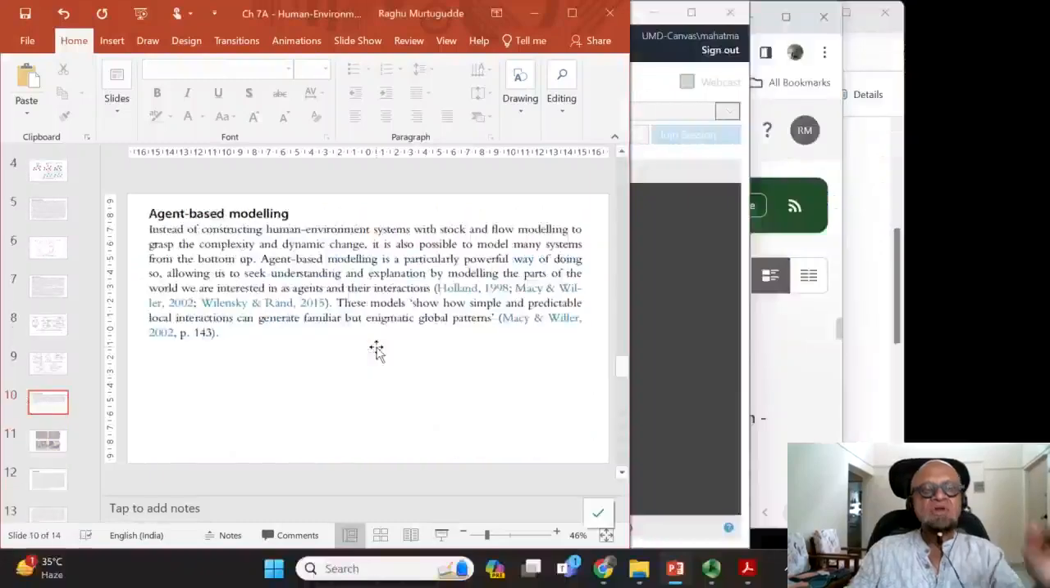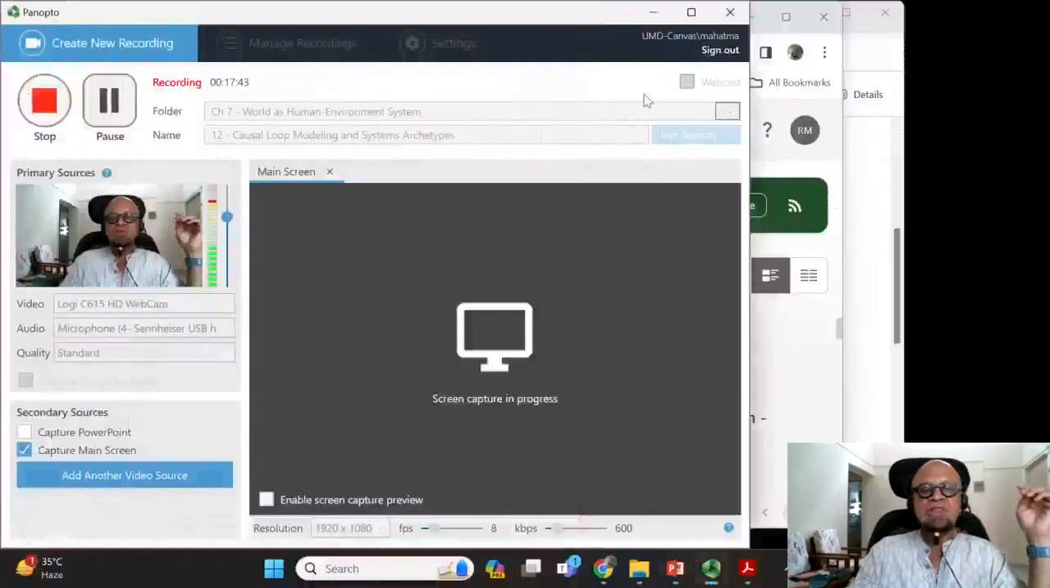So this is a bit long, but we'll come back and wrap up this additional material from the second edition of the book with agent-based modeling.